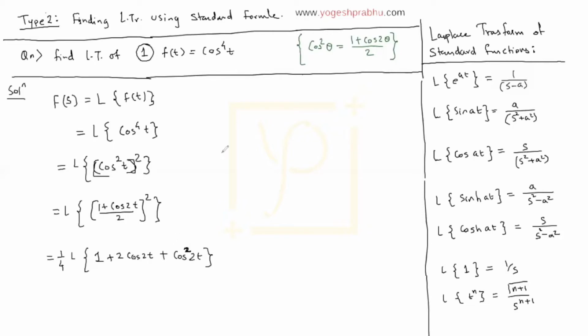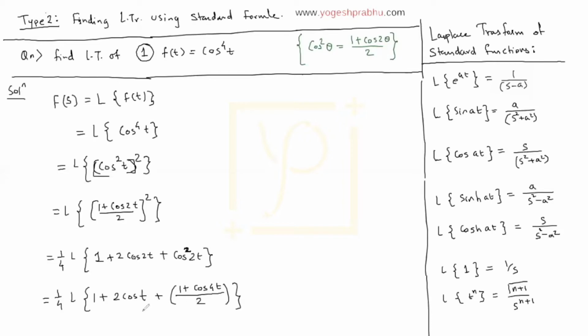We will use this formula again, and you will get this as 1 by 4 Laplace transform of 1 plus 2 cos 2t as it is. And now this term will become cos square theta. The formula is 1 plus cos 2 theta by 2. So cos square 2t will be 1 plus cos 4t, isn't it, divided by 2. That's going to be the last term. And now we want to find out the Laplace of this.